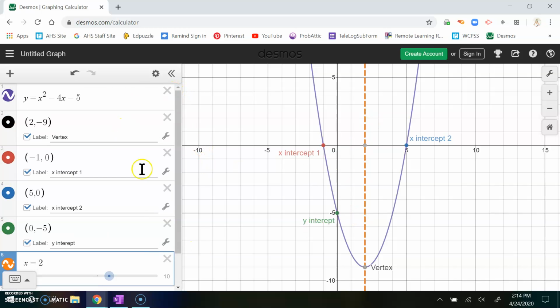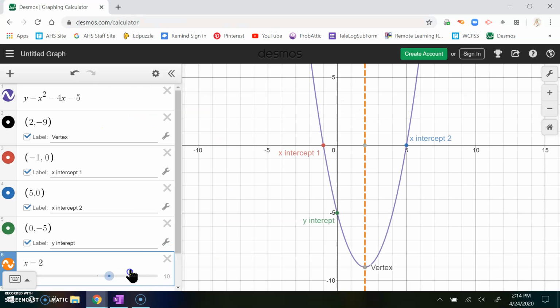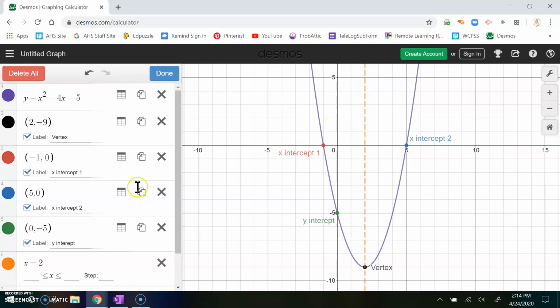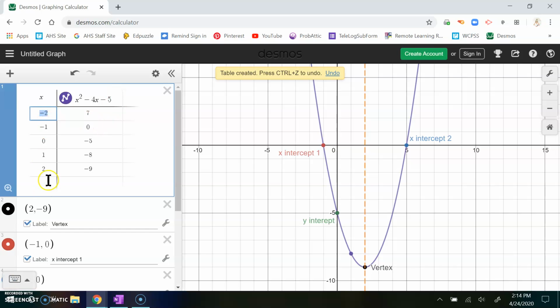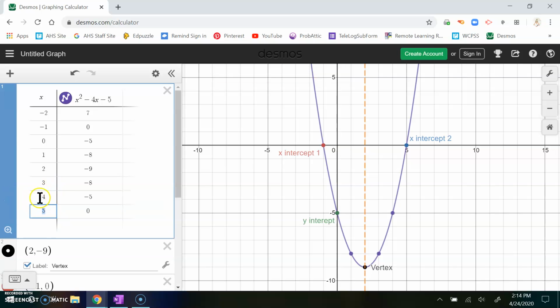So now it wants you to make a table of values, and we want to go from -2 to 5. So to do that, you are going to click on your equation, and then if you click on the gear at the top, it'll give you these options. And so we're just going to click table because we want to convert it to a table, and then we can see our first 5 numbers. But I also wanted 3, so I can type in 3, and then I can hit enter to get the rest. Or you could just type in 4 and 5. And then Desmos automatically finds those values. So you can see we're at 7, 0, -5, -8, -9, -8, -5, and 0.